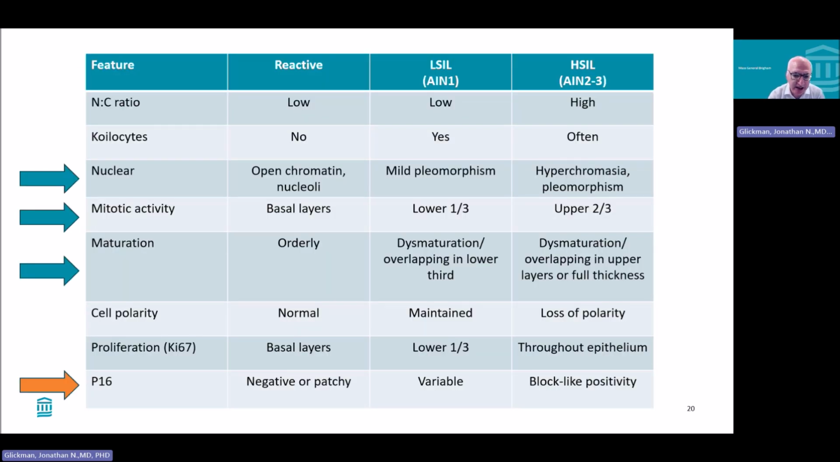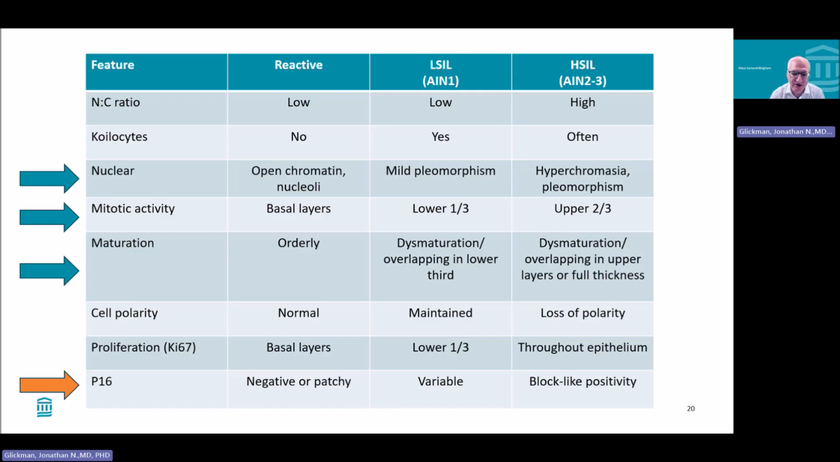So getting back to the pathology, again, in distinguishing reactive lesions from L-CILs, AIN1, or H-CIL, AIN2 and 3, I think the most helpful features are really to look at the nuclear features. So H-CILs will have a high nuclear cytoplasmic ratio, hyperchromasia, pleomorphism, loss of maturation, whereas reactive epithelium will not have these things.